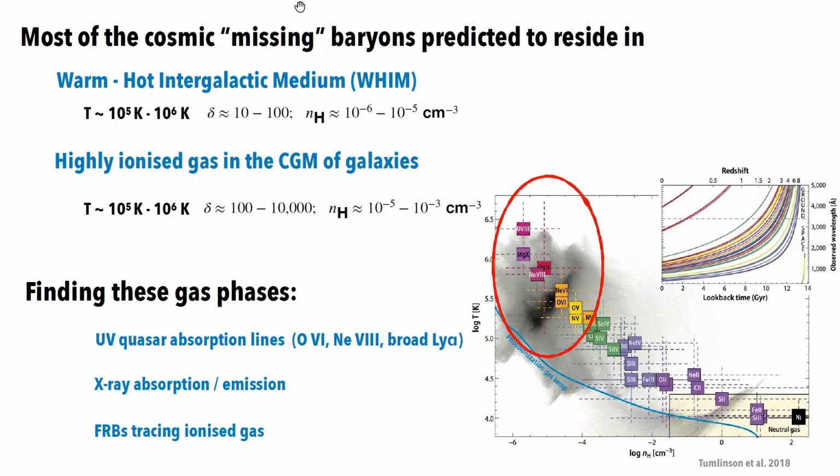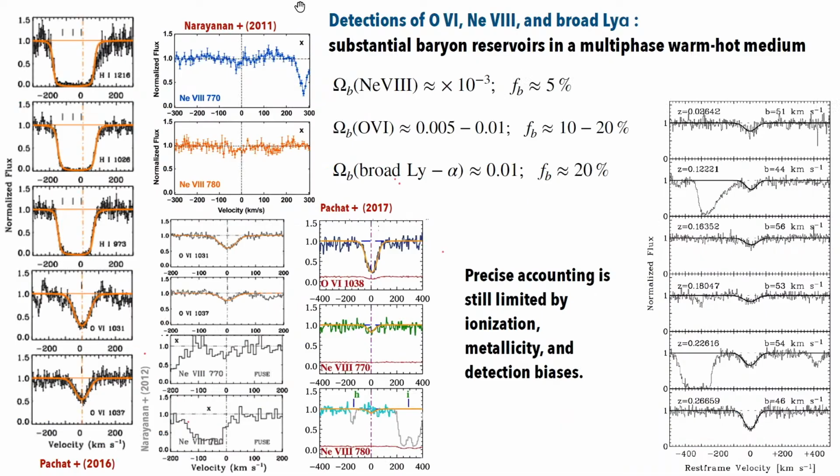Therefore, instruments that are optimized to look at the universe at far UV and UV have been used for this purpose, primarily spectrographs on board HST, the Cosmic Origins Spectrograph and the STIS spectrograph. In addition to UV absorption line spectroscopy, as I mentioned, X-ray, both absorption spectroscopy and emission, and FRBs have also been used. I will briefly talk about results from the complementary techniques also, but will largely focus on quasar absorption line studies.